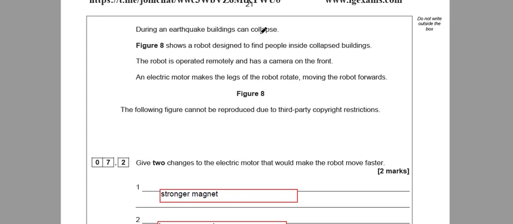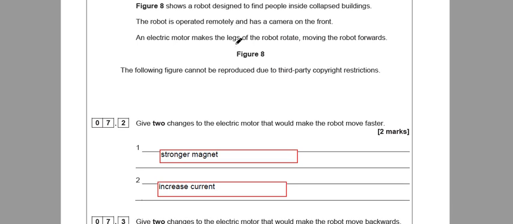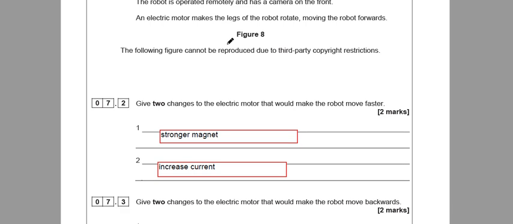During earthquakes, buildings can collapse. The figure shows a robot designed to find people inside a collapsed building. The robot is operated remotely and has a camera on the front. Electric motors make the legs of the robot rotate, moving the robot forward.